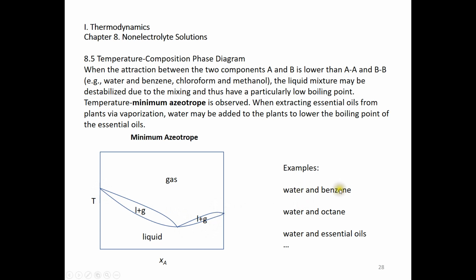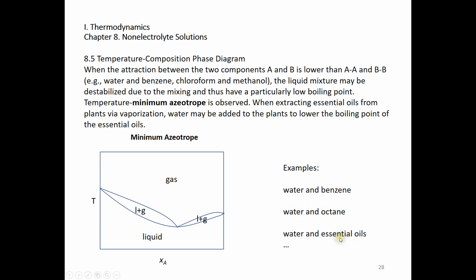A few examples: water and benzene. Between water and water, there's strong attraction called hydrogen bonding. Between benzene and benzene, there's also fairly strong attraction, but between water and benzene, there's not much attraction. Between benzene and benzene, there's attractive dispersion. Between water and octane, again you can see between octane and octane, there's fairly strong attraction between two octane molecules. Mostly it's dispersion. Between water and water, hydrogen bonding.